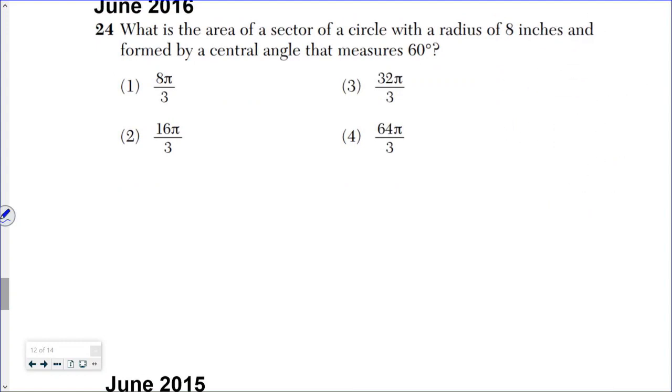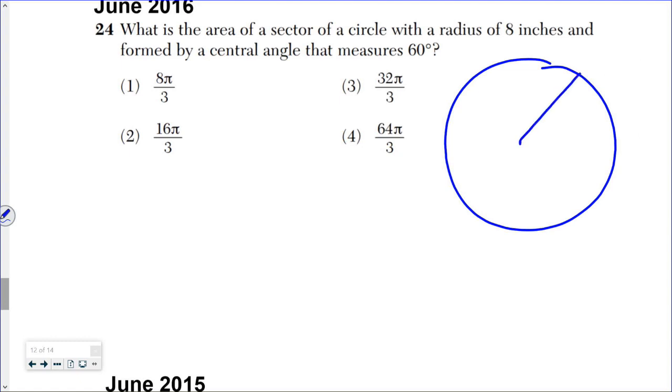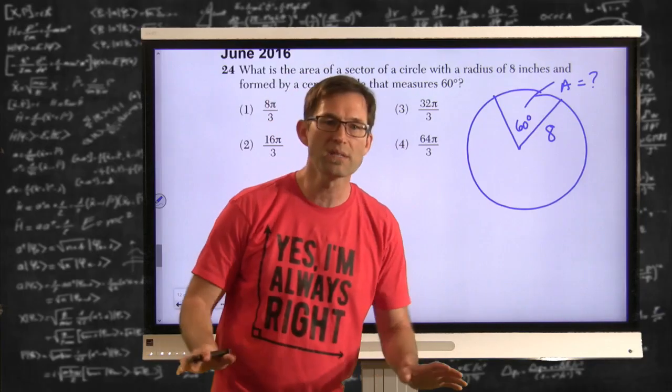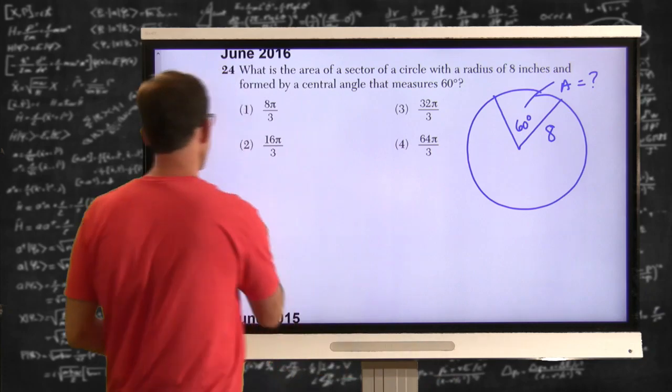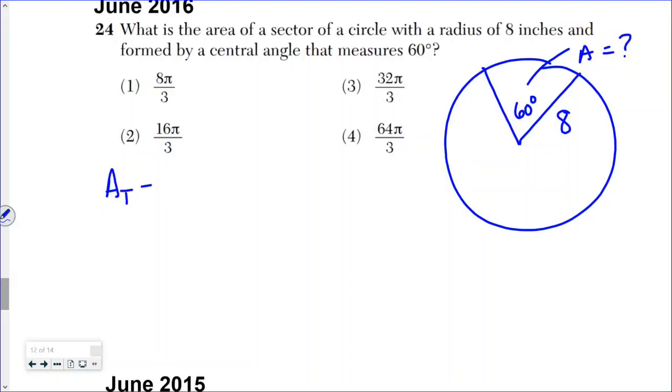All right, so in other words, I've got this circle. I know that its radius is 8 inches, and the central angle is 60 degrees, and I want to know what the area of that is equal to. These problems are a piece of cake, and here's why. Every time, I want you to say, let me figure out the area of the total circle. That's going to be pi r squared, as you've known for years. So that's going to be pi times 8 squared, and that's going to be 64 pi.